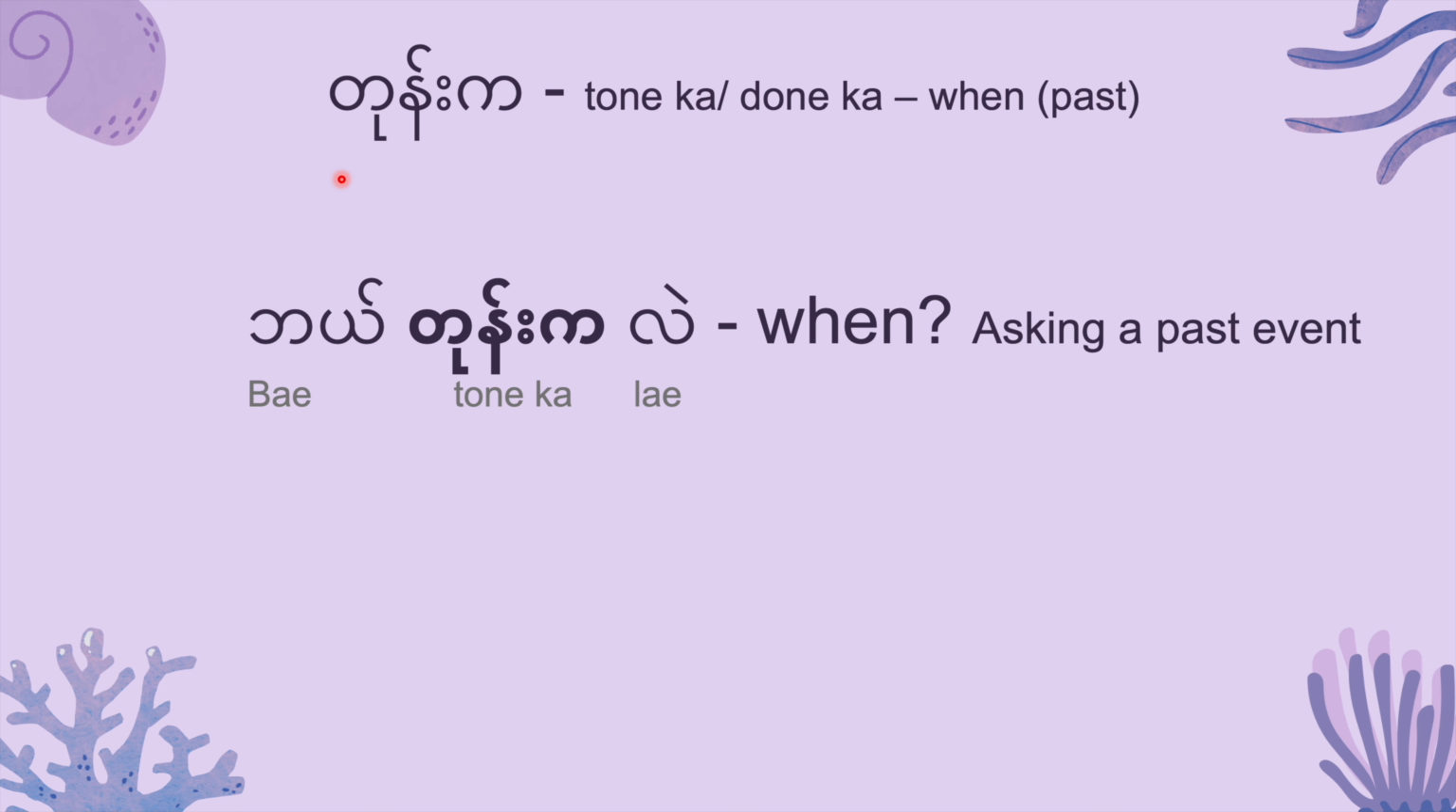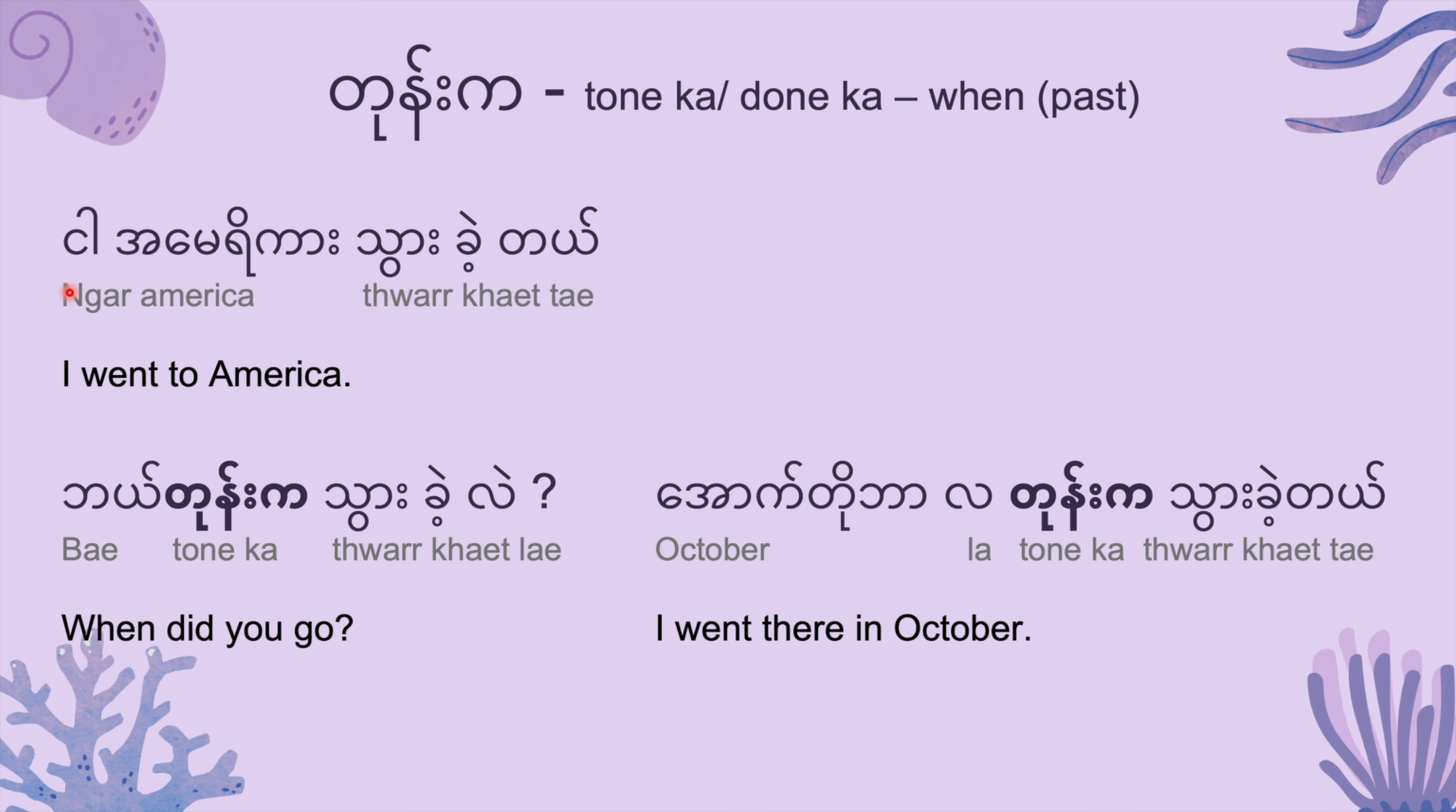We can also use donga for a question. This is very useful. Bedonga le. When you want to ask about a past event. When? Bedonga le. When was it? For example, your friend says, Nga America toa kere. Nga, I, America, toa, to go. Ke indicates past. Nga America toa kere, I went to America.